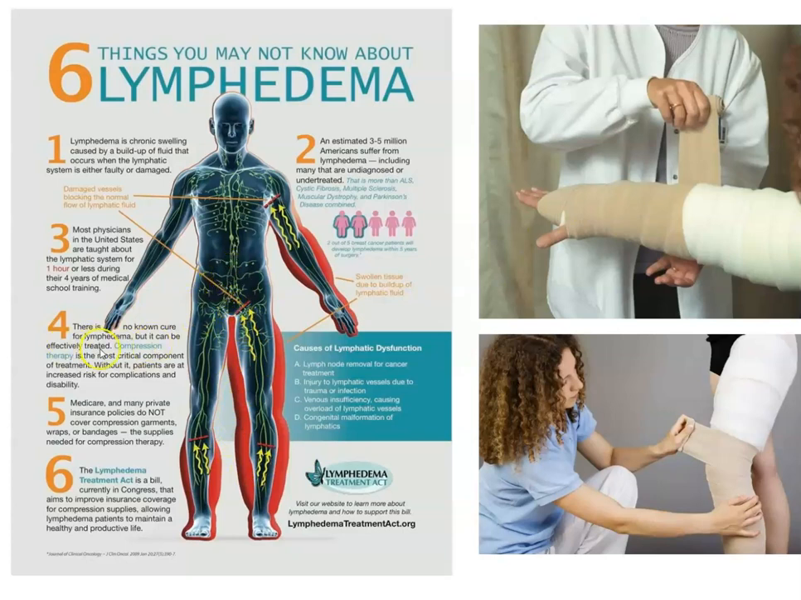There's no known cure, unfortunately, for lymphedema, but it can be effectively treated with compression therapy, and that's what I'm showing you here, compression therapy. Without it, patients have increased risk of other complications. Medicare and many private insurance companies do not cover compression garments, wraps, or bandages, so that's unfortunate. And then the Lymphedema Treatment Act is a bill currently in Congress that aims to improve insurance coverage for compression. So if you have a patient like that, you can always refer them to a lymphedema clinic and they can help them out there.